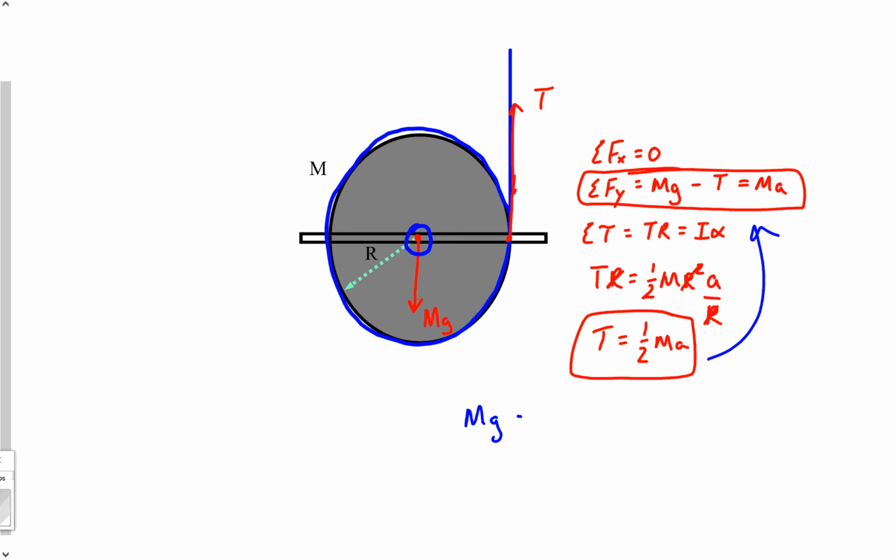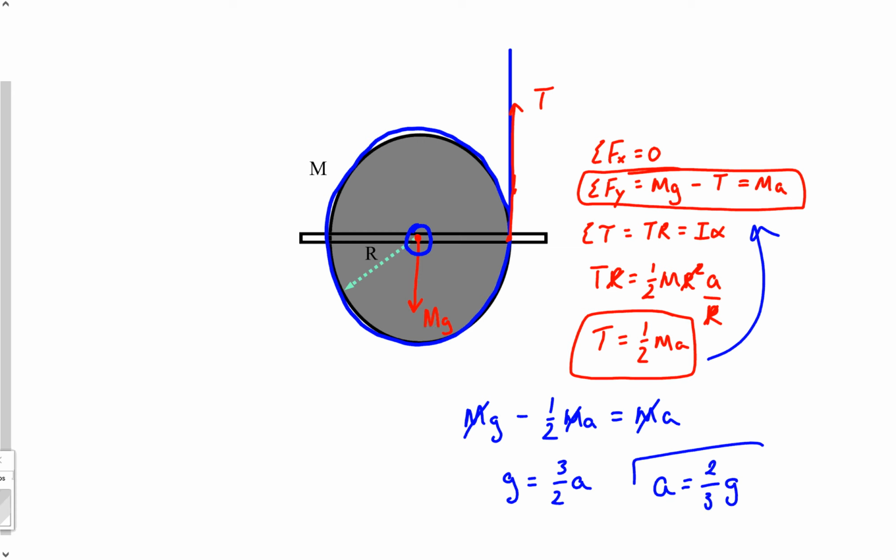So we've got mg minus 1/2 Ma equals Ma. And it feels like we've been here before. Wait a minute, my M's are going to cancel out of this thing. So lo and behold, I've got g is equal to 3/2 a. So in the end, my acceleration is just 2/3 g.